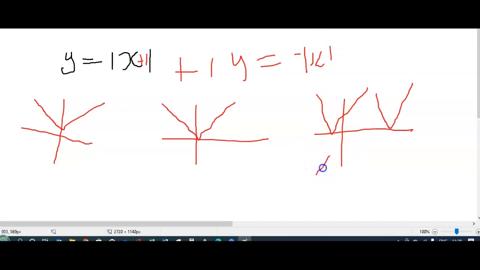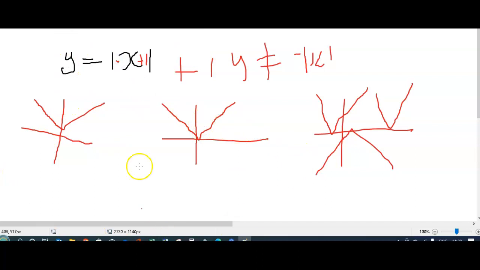But remember, it cannot be like this. Why? Because no answer for absolute value is negative. So this cannot be it. There's no solution over here. So always remember that. Even if you get y is equal to minus the absolute value of x, it will always be positive. But if the y and minus is in the bracket, then it can't work.